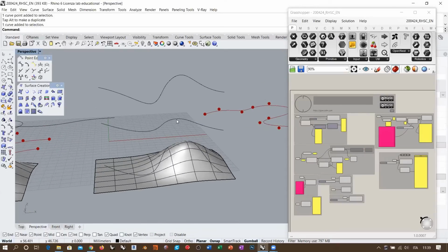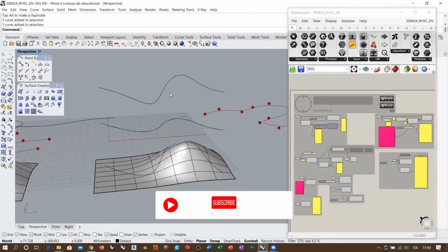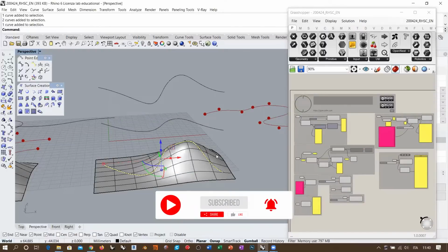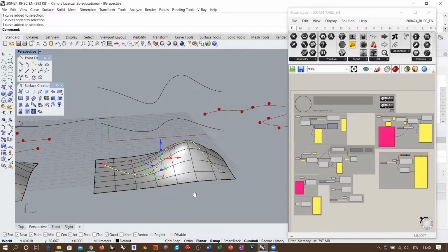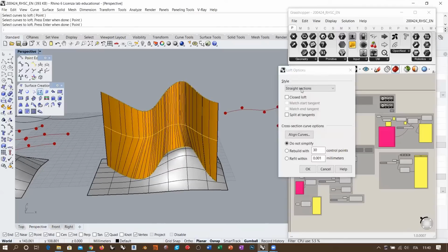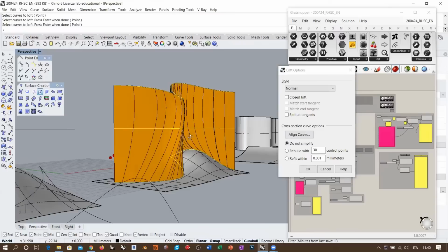So what I want to do is create the loft between this curve and this curve. Now these two curves have exactly the same topology, besides the displacement of the control points, but this one has a very complex topology because it comes from a projection. So what happens if I create a loft between this and this? Of course not with straight sections, but with normal. What happens is this.